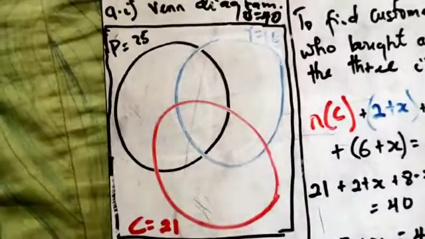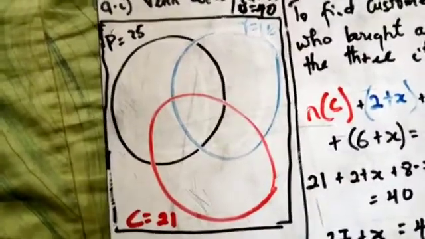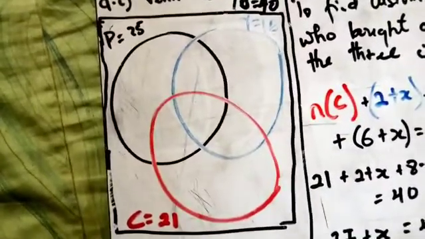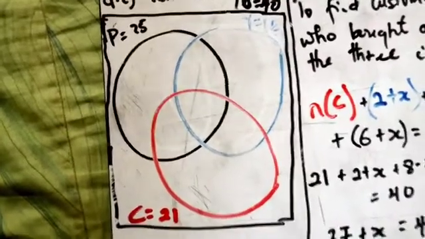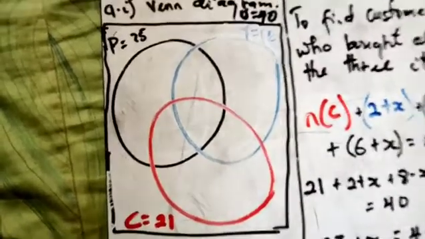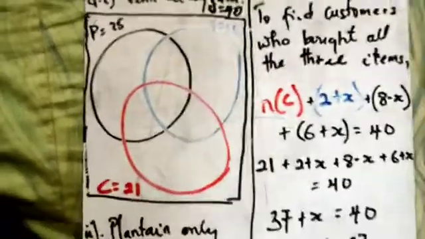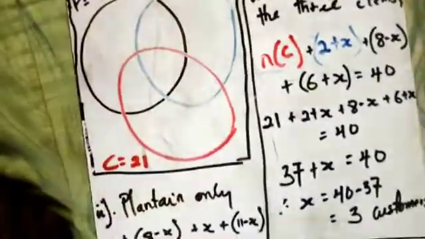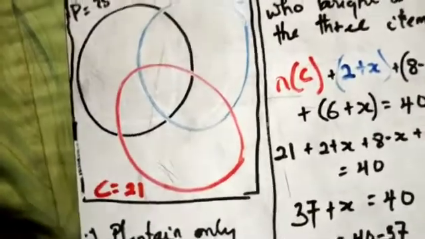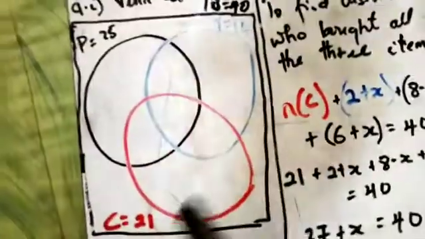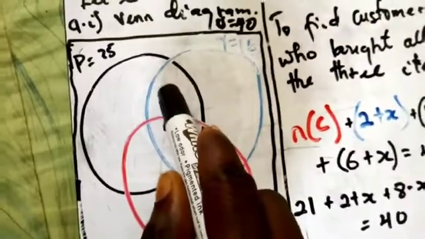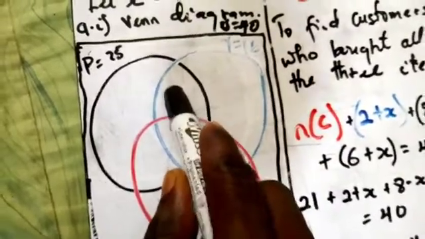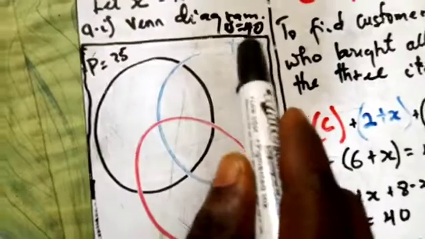Now the question is saying that 8 people bought plantain and yam. Is that okay? 8 people bought plantain and yam. Where do you think you are going to place those 8 people? Which room do they belong to? Where are they supposed to be on the Venn diagram, right? Okay, by the way, this will be the portion. It means that 8 people here bought plantain and yam, but the question didn't say only.